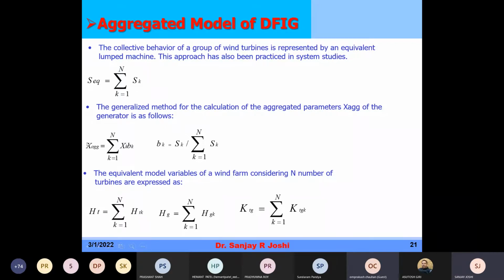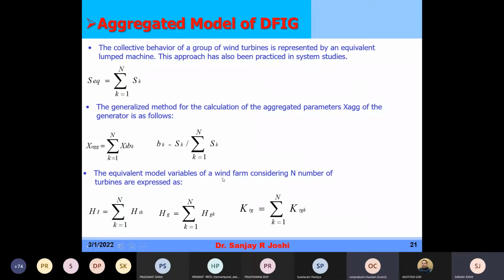The X aggregate is the individual machine reactance multiplied by BK. BK is a parameter defined as SK divided by the summation of S, where SK is the apparent power of the particular machine for which you want to calculate BK, divided by the total apparent power. In a way, it is normalized. We can say BK is the normalized value of the apparent power.